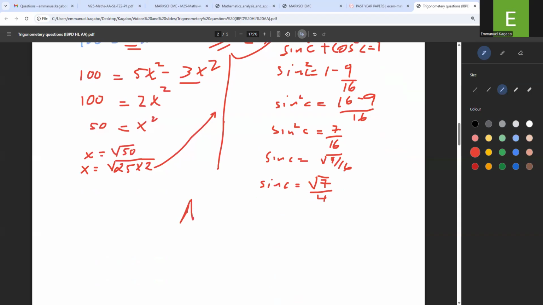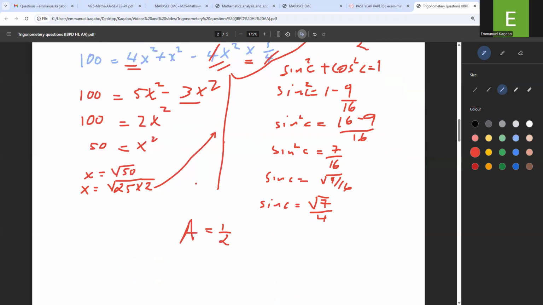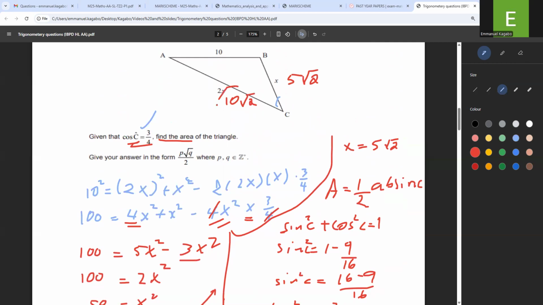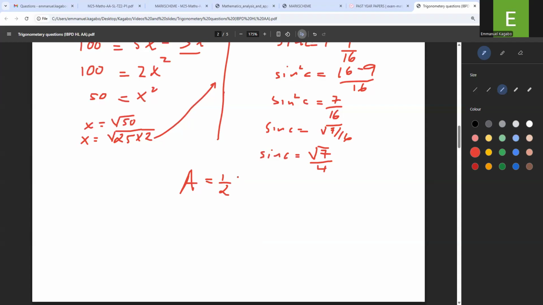So the area of the triangle, fast forward, will be equal to a half A, if you remember from the question, do you see here? These values, right? That's my A or B. Yes, it doesn't matter here. So A and B. So it's going to be times 10 square root of 2, right? Times 5. Remember the values we got. That's the x value. Times square root of 7 over 4.